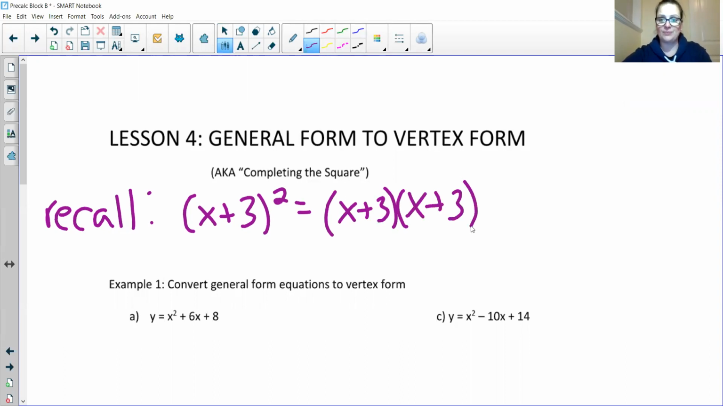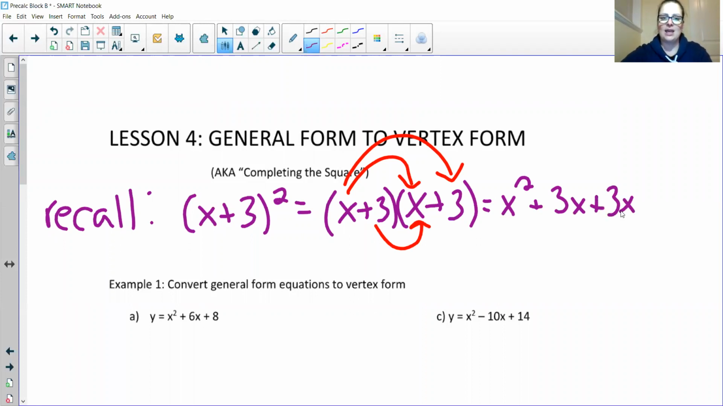x plus 3, right? And that if you were to go and expand this, you would get x times x, which is x squared, x times positive 3, which is plus 3x. Then you would go 3 times x, which is again plus 3x. And you would go 3 times 3, which is plus 9. So you would end up with x squared plus 6x plus 9.